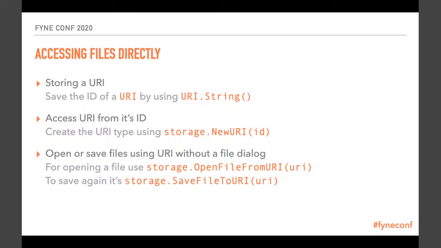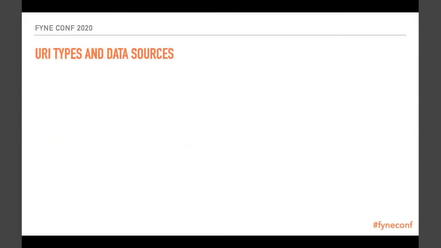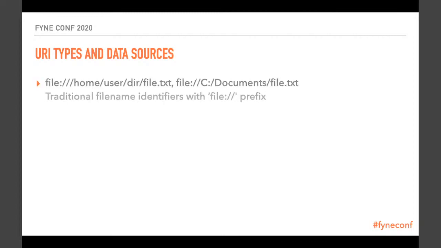So that's how we can access files, how we can have the user select the files to work with. But let's look at what URI types are. What are the data sources that we're talking about here? I mean, it's files, obviously. That's what we want to access.